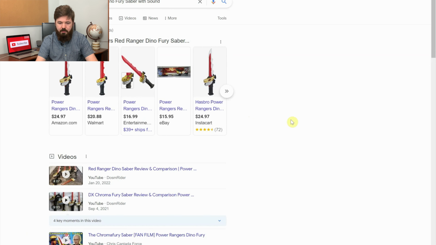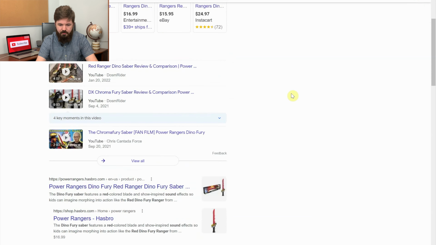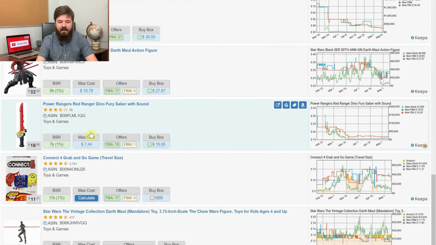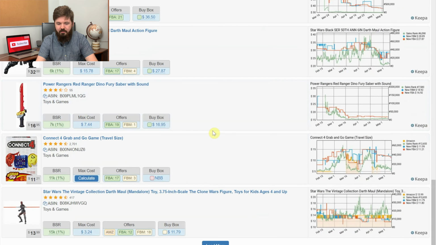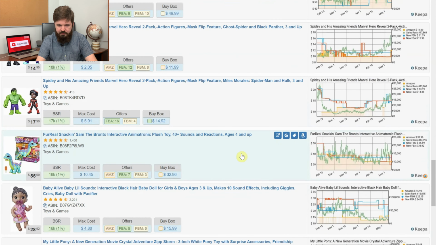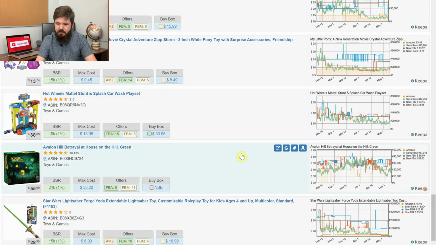Open up Google. Walmart is $20. $16.99. So it doesn't look like I can find this product for that $8 or less that they're talking about with the max cost. Let's keep going. More Amazon, Amazon, Amazon. Got a lot of Amazon products here. Okay, here's a couple products that don't have Amazon.